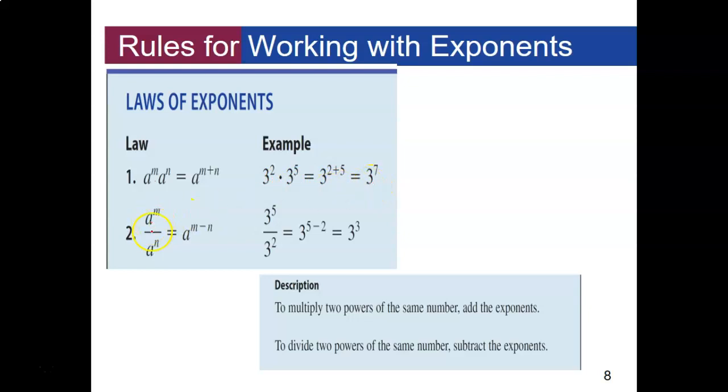Same thing with division. Division, I'm going to subtract the exponents. So here it's going to be 3 to the fifth over 3 to the second. 5 minus 2 is going to give me 3 to the third power. So if I'm multiplying two powers of the same number, I add the exponents. And if I'm dividing two powers of the same number, I subtract the exponents.